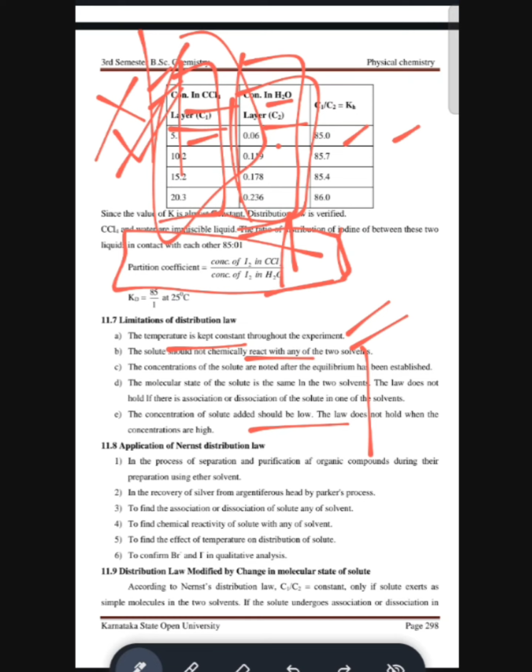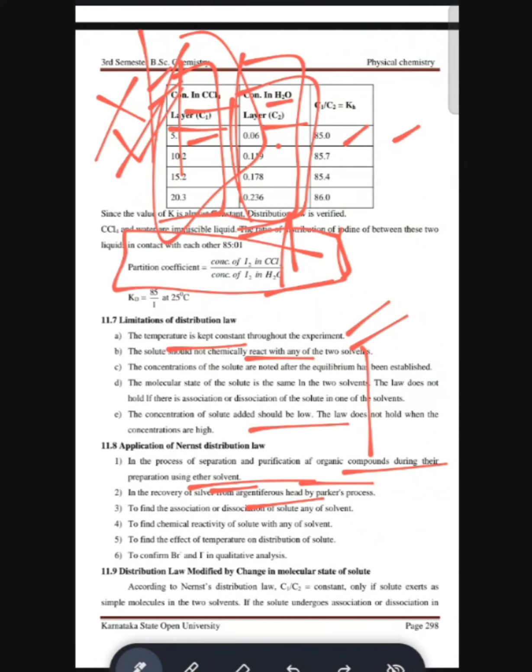And application of Nernst distribution law in the process of separation and purification of organic compounds during preparation using ether as solvent. So for purification of organic compounds, we are going to use ether as the solvent. It dissolves the organic compound and it can be separated easily from other mixtures and residues. It can be separated and purified. And in the recovery of silver from argentiferous lead by Parkes process.